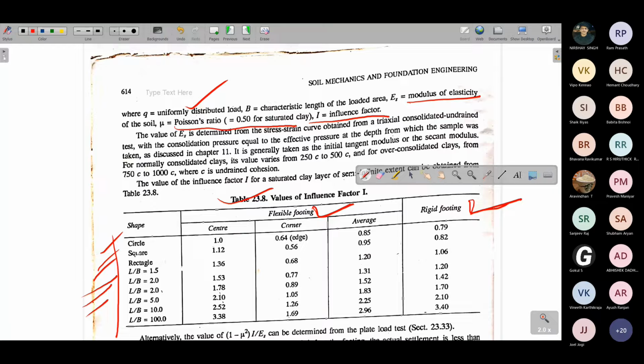Whatever you see, we can go for a construction that is called rigid footing. Sometimes we use these hard-tire footings, which will behave as a flexible footing below the oil tank and so on. So he has given these values and we can find out the immediate settlement.